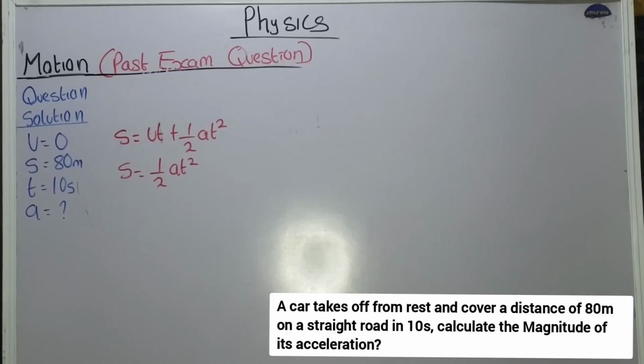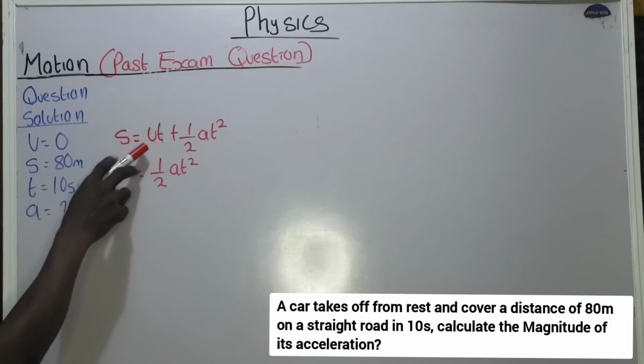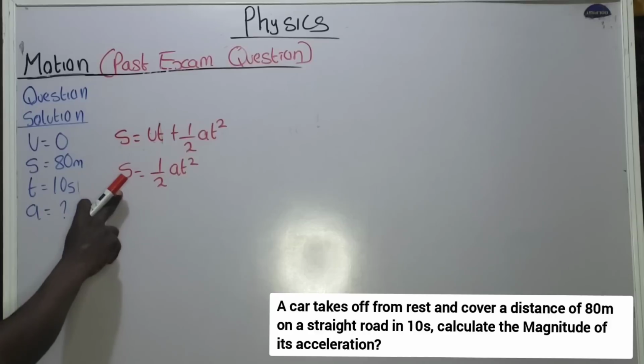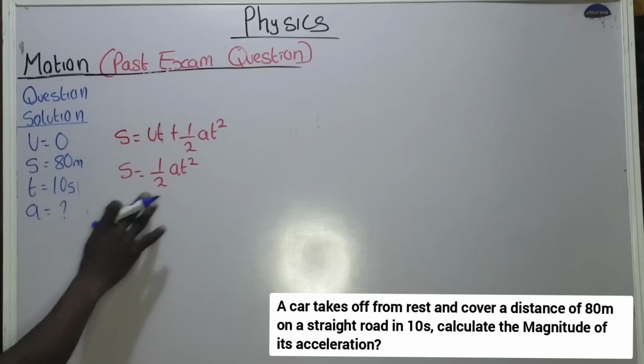You understand? I told you in our previous class that when a car or a body starts from rest, the initial velocity of that body is what? 0. You understand? And because the initial velocity is 0, hence the value of ut will be 0, because when you take the product of time and 0, that will be what? 0. You understand? Hence the equation becomes S equals 1 over 2 at squared. Okay, so with this we can easily determine the magnitude of the acceleration. All we have to do is substitute all these parameters into this formula.